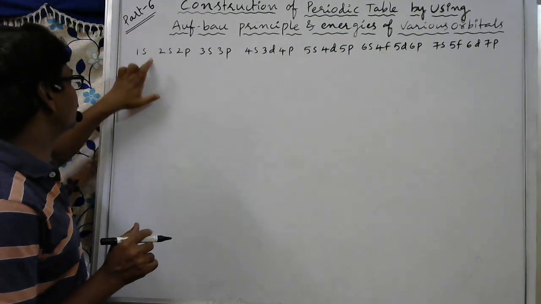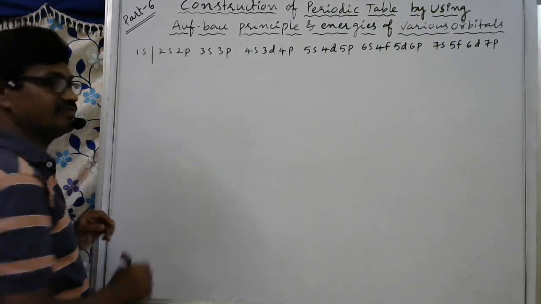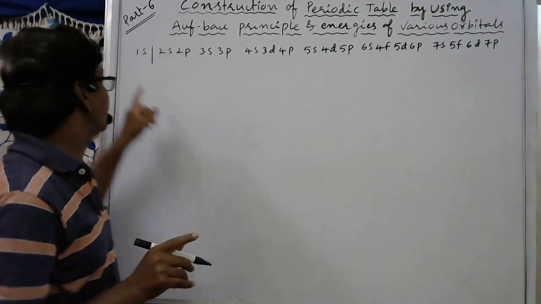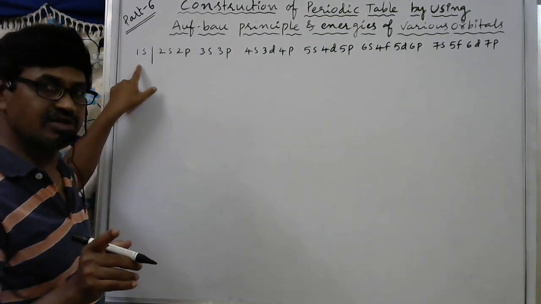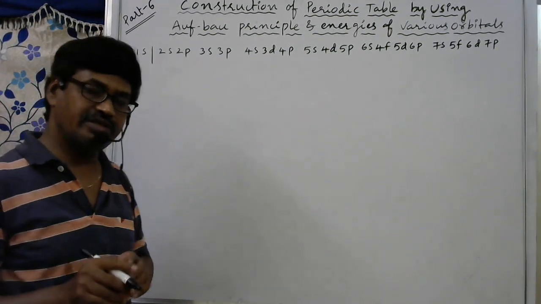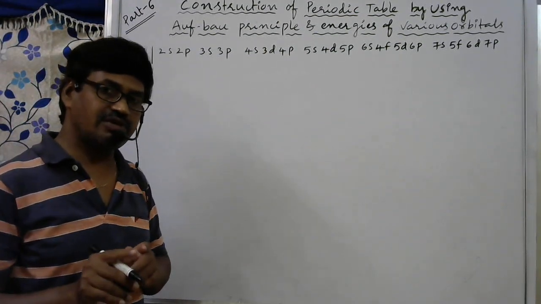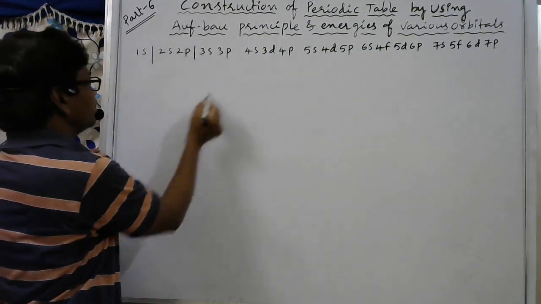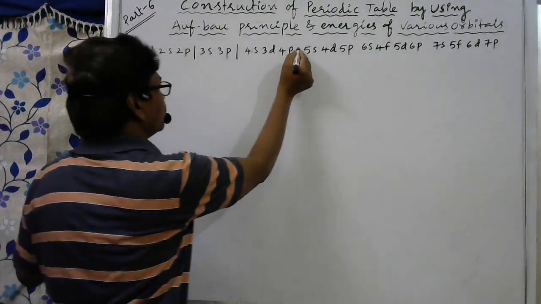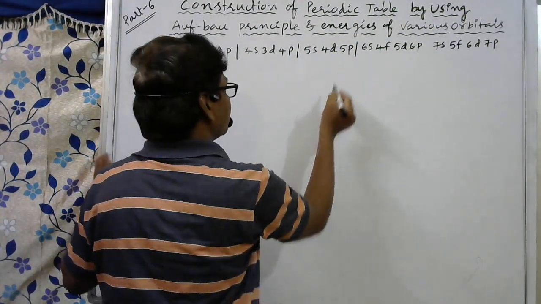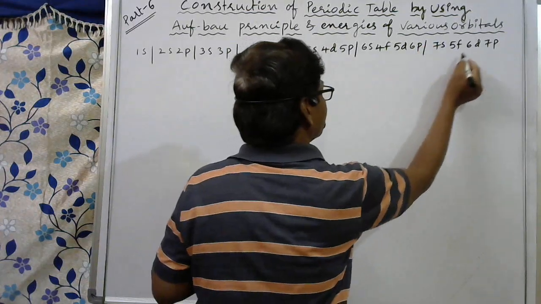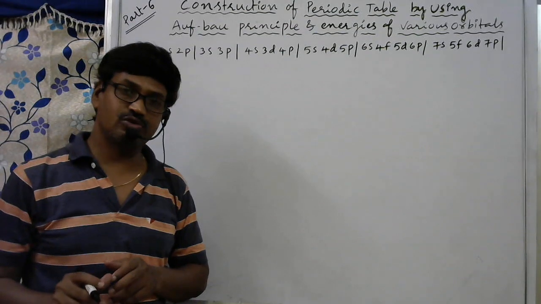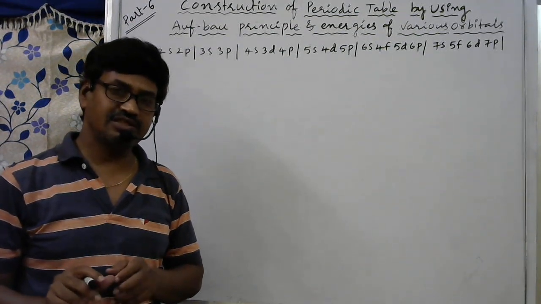So this is up to here, the first period. Every period starts with an s orbital and ends with a p orbital except the first period. The first period starts with an s orbital and ends with an s orbital only. All remaining periods start with an s orbital and end with a p orbital. So this is the first period, this is the second period, this is the third period, up to here the fourth period, up to here the fifth period, this is the sixth period, then this is the seventh. In our periodic table, 7 periods and 18 groups are present.